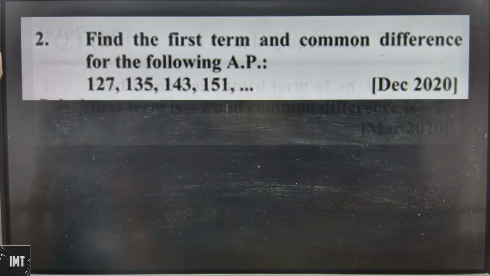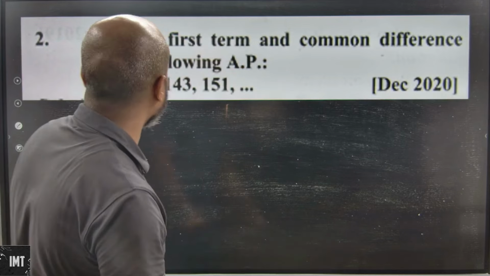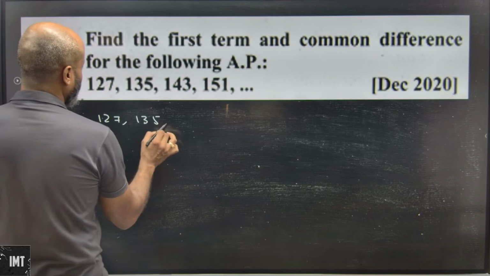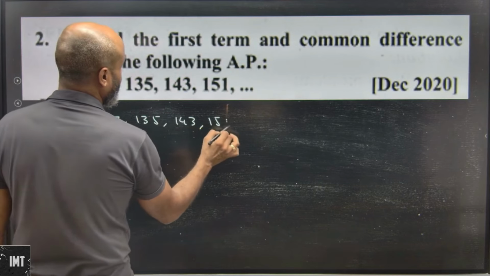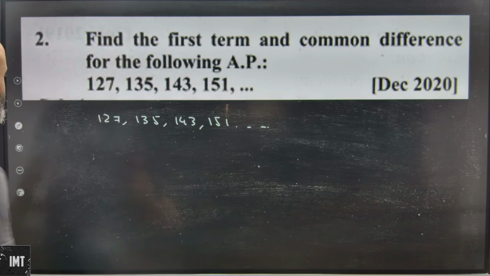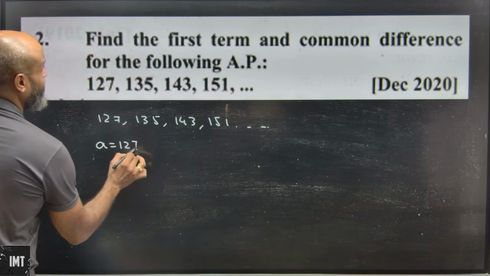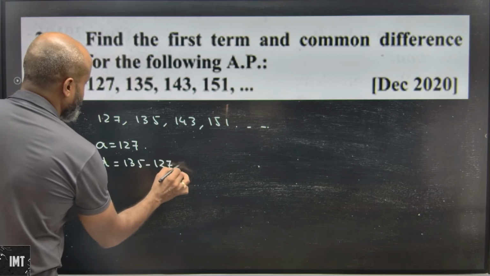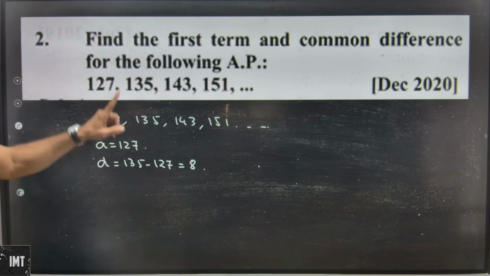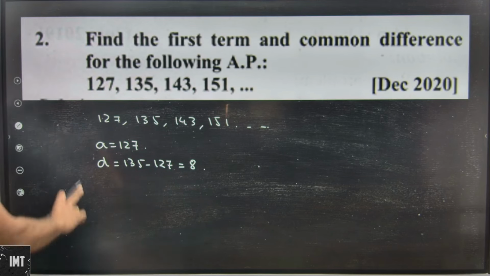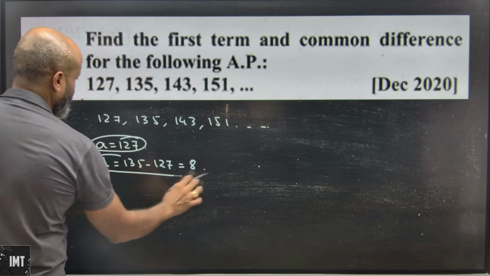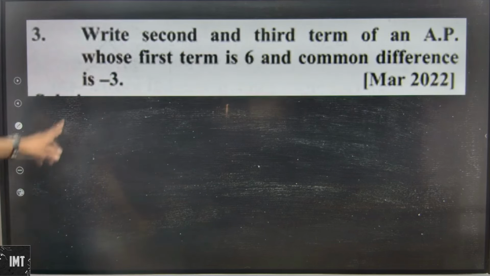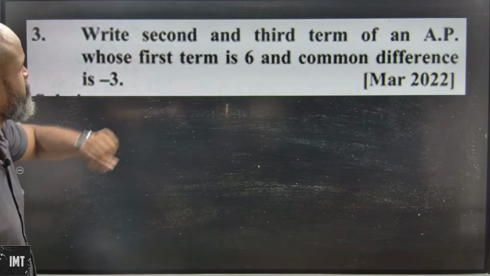Okay. Find the first term and the common difference of the following AP: 127, 135, 143, 151. What is the first term? So the first term here is 127. And what is the common difference? 135 minus 127, that is 8. So the first term is 127 and the common difference is 8. Okay, simple.